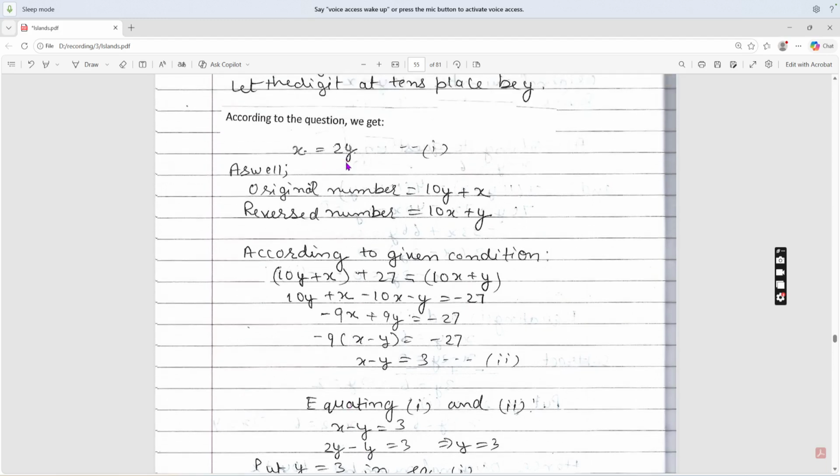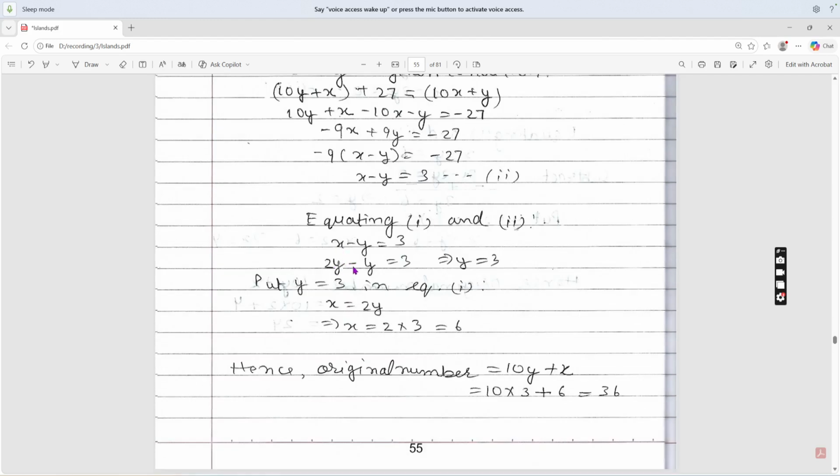X is equal to 2y. So we can use the substitution method also. X is equal to 2y. Instead of x, just put 2y. So 2y minus y is equal to 3, which means y is equal to 3.